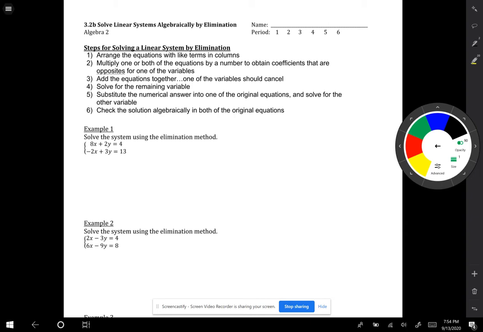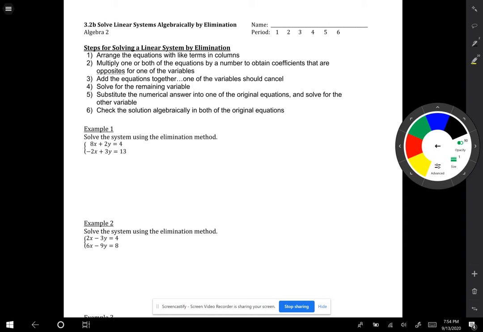On the left side should be x and y, or w and p, or whatever your two variables are. And they should be in order. So, in the top equation, x comes first and y second, and in the bottom equation, x comes first and y second.